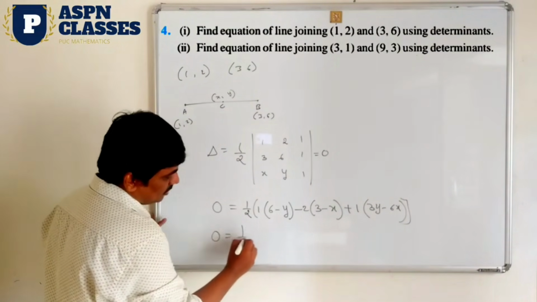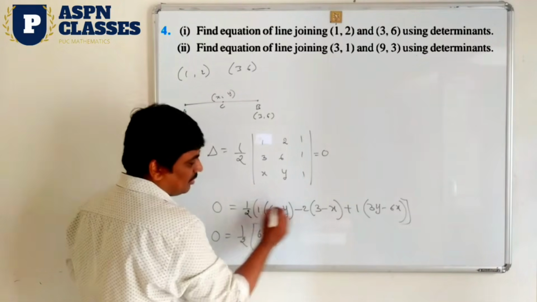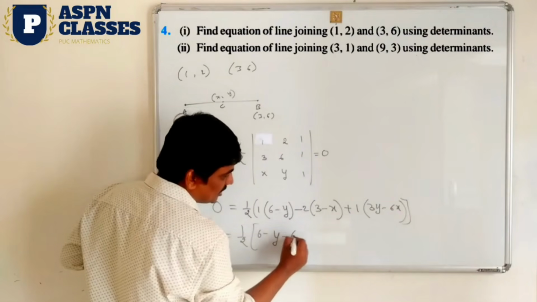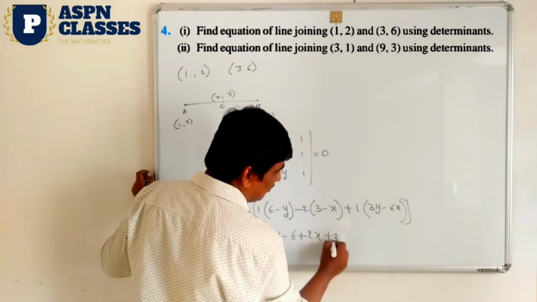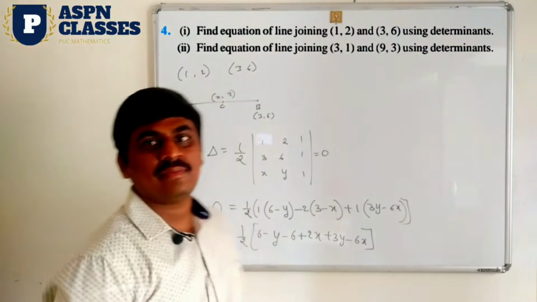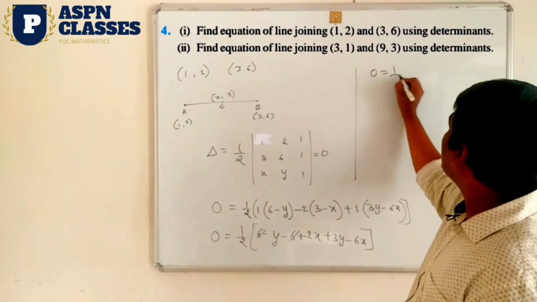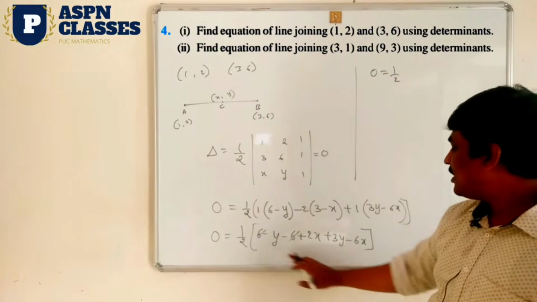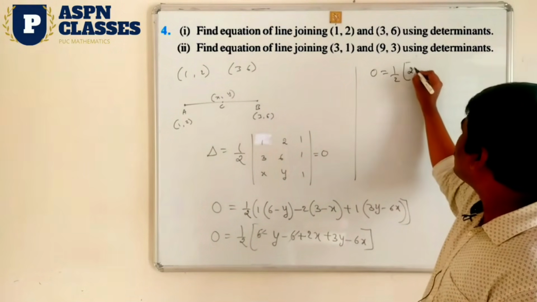0, write it as it is. 1 by 2 also. So 6 minus y. After multiplied by 1, it means same answer. Then minus 2 multiplied here. 2 into 3, it means 6, minus minus plus 2x, and 1 multiplied means same answer, 3y minus 6x, correct? So next step. Okay. So after that you take here 0 as it is, so that 1 by 2 also write it as it is. This plus 6 minus 6 get cancelled. Then what is remaining? Minus y and plus 3y. It means this result is plus 2y.